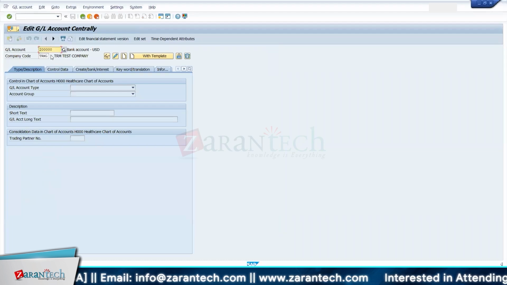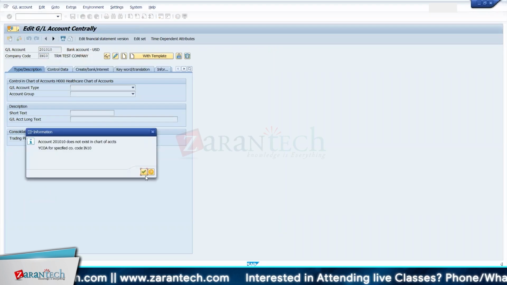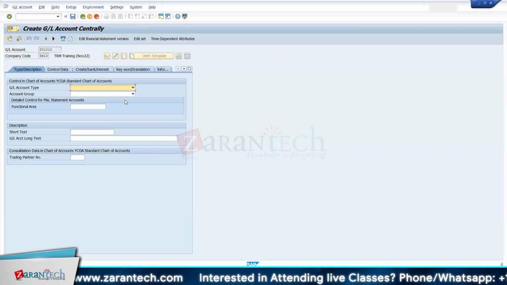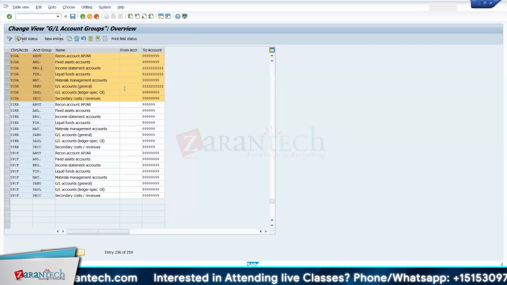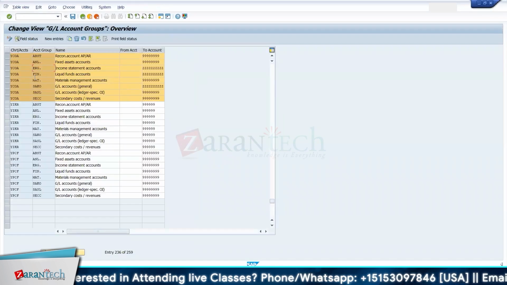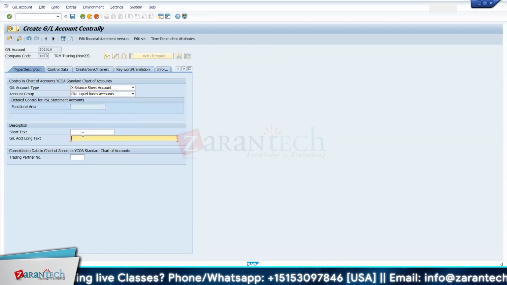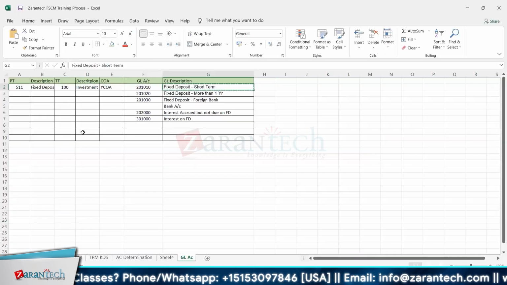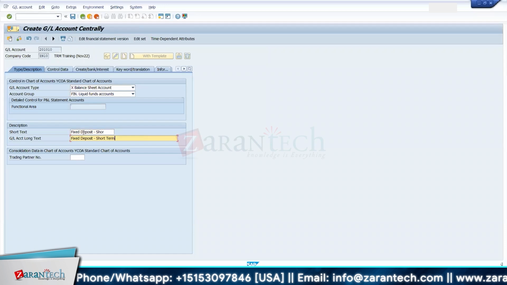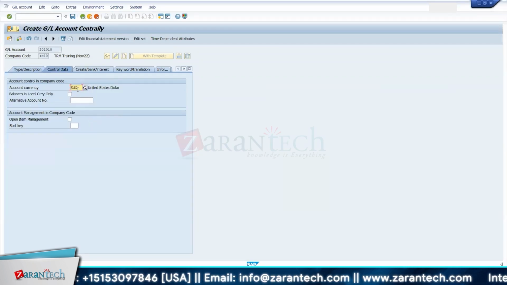I'll go directly to FS00. This is the GL account, company code IN10. I'll go to create. Maybe we'll get some errors in the system, but we'll reserve balance sheet account. Account group, we have said fin. Description, I will take this, just a minute. Then I will come to the control data. So USD, that is fine.